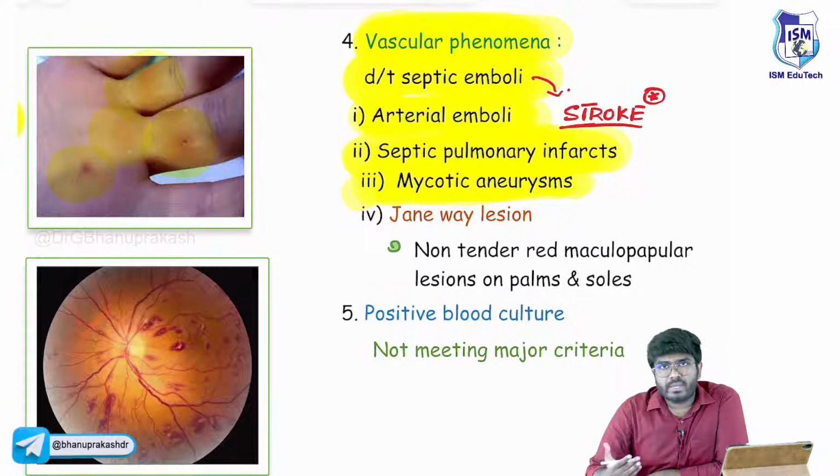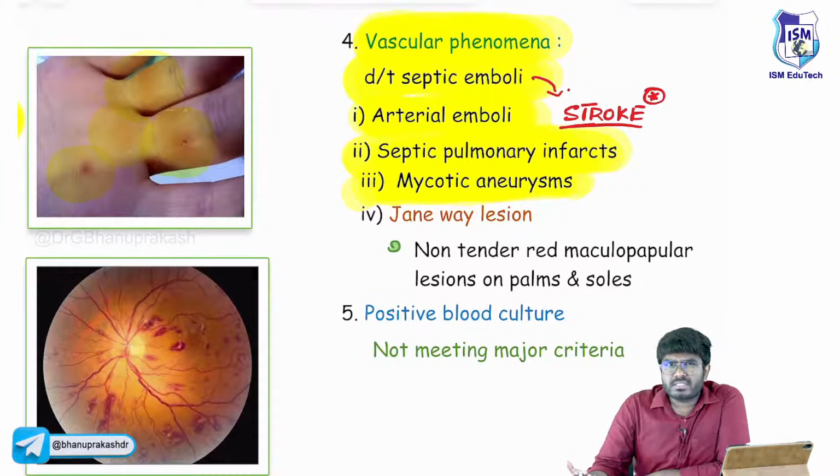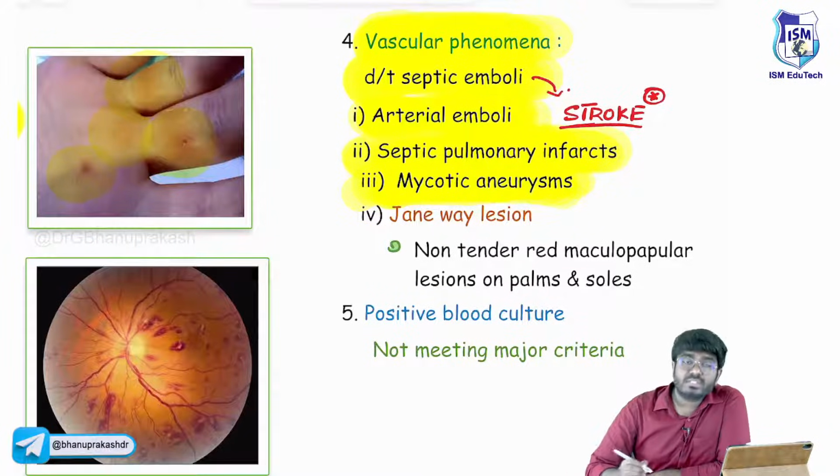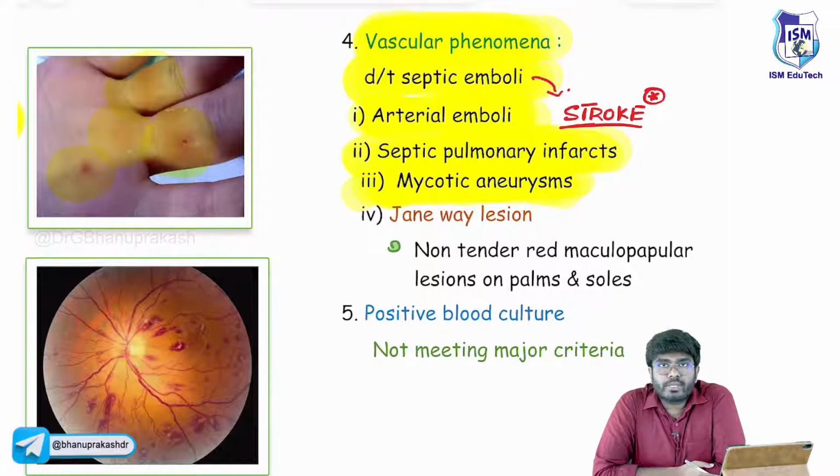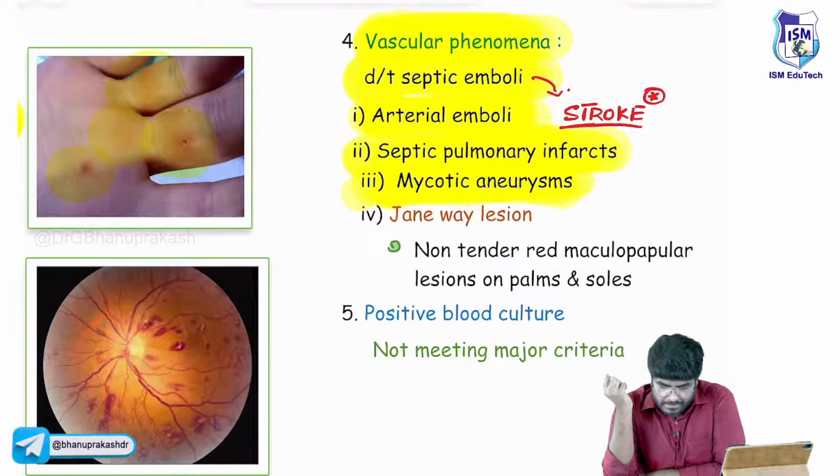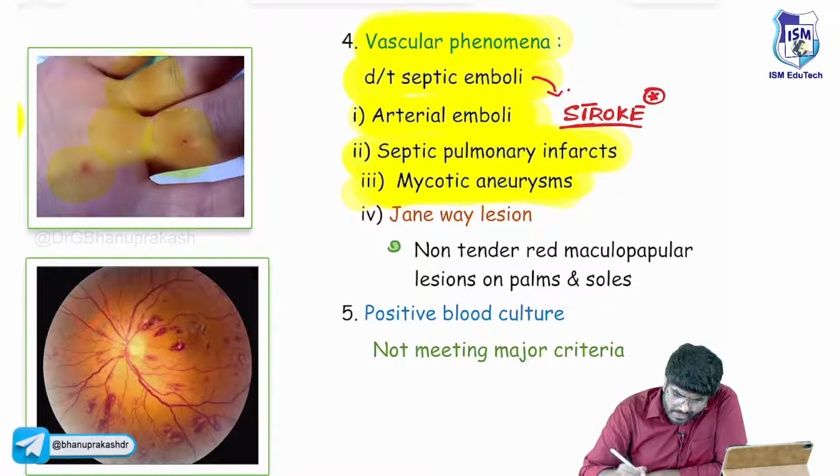The most common cause of the mycotic aneurysm is going to be Staph aureus. The most common blood vessel involved is the femoral artery. In yesterday's class we have discussed. So mycotic aneurysms, septic pulmonary infarct, stroke, arterial embolization, all are because of the vascular phenomena. Simply, vascular phenomena means these emboli, small vegetations, are getting disseminated in the body, spreading the bacteria. And one more vascular phenomena.